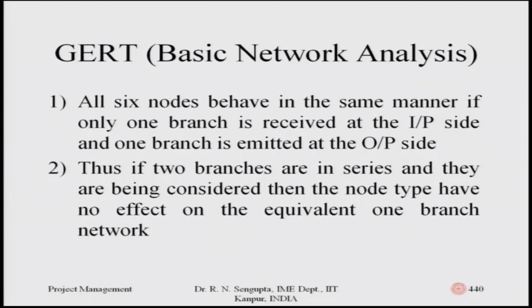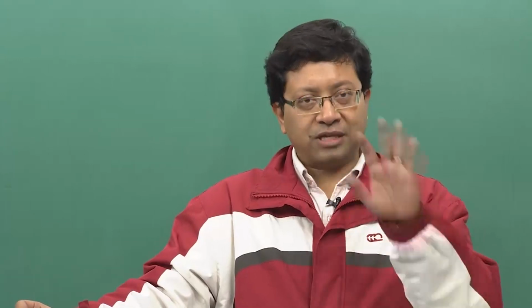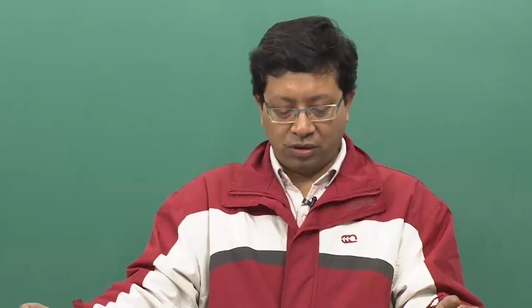All the 6 nodes. Now, coming back to the concept of 3 inputs and 2 outputs, all those combinations. All the 6 nodes behave in the same manner if only one branch is received at the input side and only one branch is emitted at the output side. So, whenever you are trying to combine, and if there is only one input and one output as stated in this point, it will mean that the behavior of the 6 nodes would be exactly the same. We will see that as we discuss, it will become clear to you.